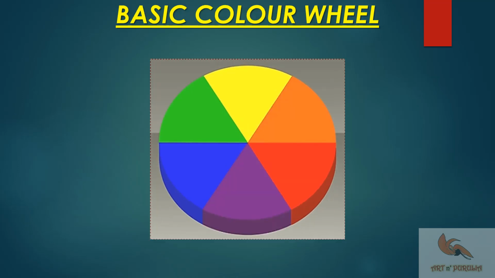When we arrange all the colors in a circular shape, we call it a color wheel. This is a way we can study the relationship between colors in the spectrum. It is advisable to keep yellow always on top for consistency and better understanding.